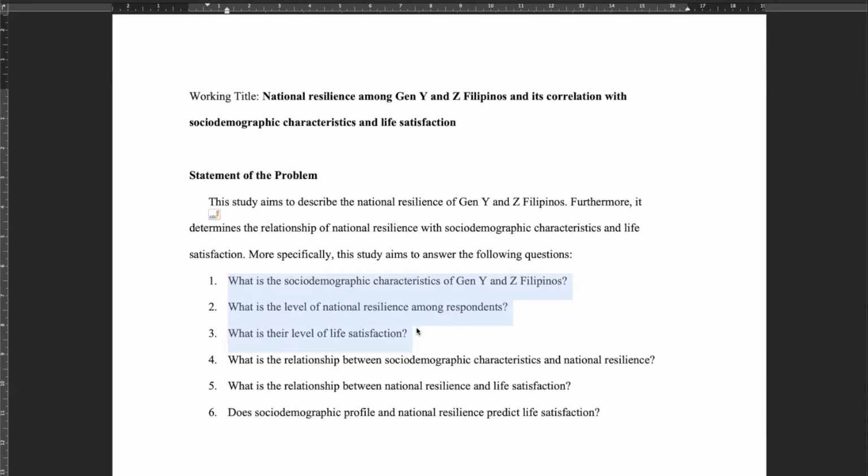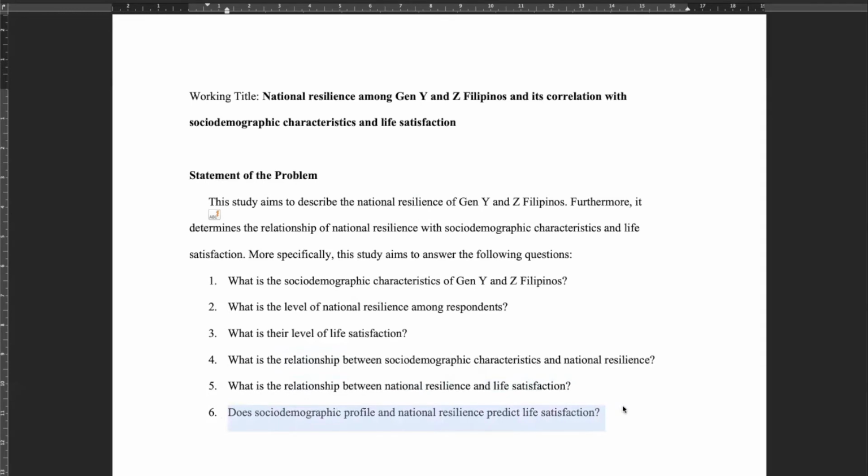And most likely you'll also be answering the first 3 questions, but I've already laid down the other questions that we will also be doing for statistics purposes later for inferentials and hypothesis testing. So 1 is asking about the relationship between socio-demographic characteristics and national resilience. That's a bivariate analysis. So we're looking at 2 variables at a time, and then looking at the relationship. And then what is the relationship between national resilience and life satisfaction? So we're looking at, again, the relationship between national resilience, the main variable, and the outcome variable, which is life satisfaction.